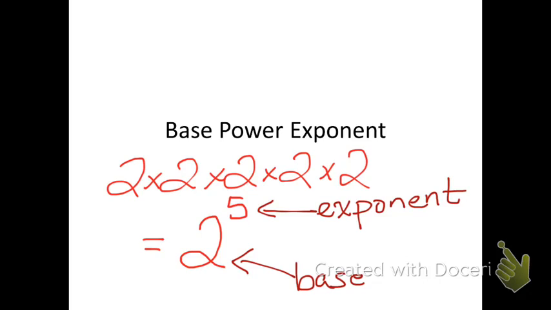And we know 2 times 2 is equal to 4, times 2 is equal to 8, times 2 is equal to 16, times 2 is equal to 32.